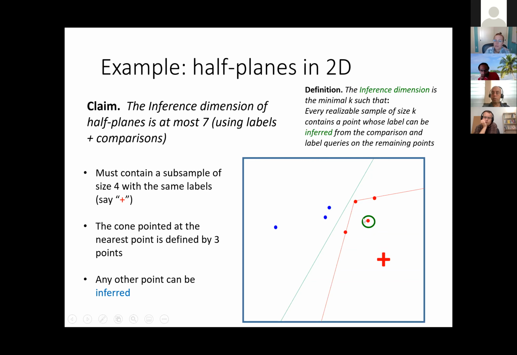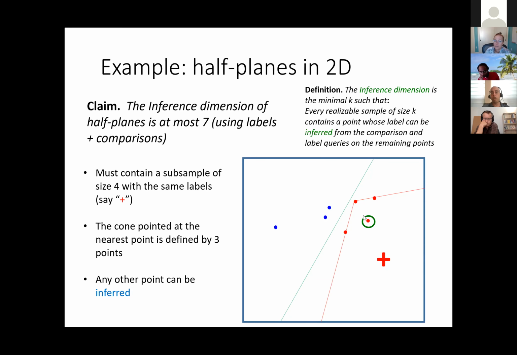So I can just remove the label of this last point. So if I know that these 3 points are all plus, and in addition, I know the comparisons between all these 3 points, I can deduce for free that this must be a plus. So in 2 dimensions, 7 points are enough. So the inference dimension in 2 dimensions is at most 7.